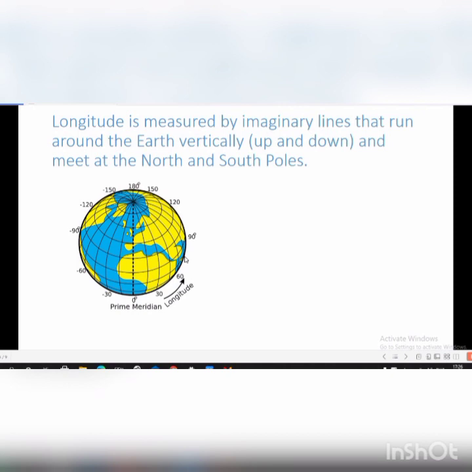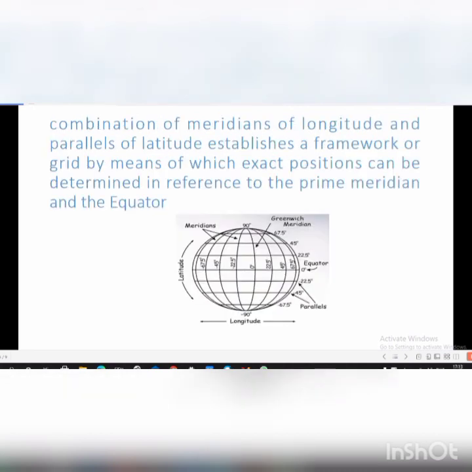The prime meridian is an imaginary line on Earth that passes north to south through the Greenwich Observatory in London, England. The prime meridian divides Earth into the eastern hemisphere and western hemisphere. The prime meridian is at 0 degrees longitude. The longitude of a place is followed by the letter E for east and W for west.